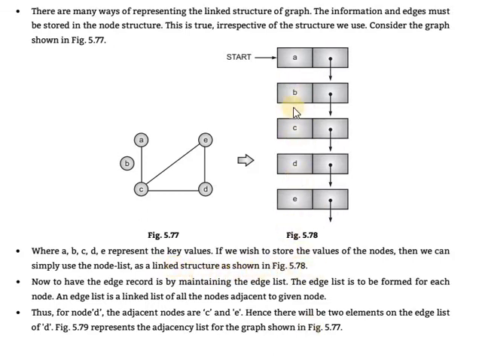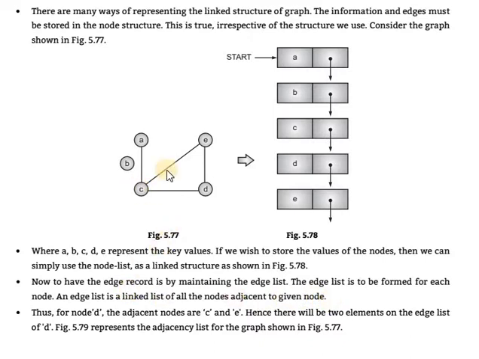These are only the linked structure. Now we have to record the edges. This is only to display the linked structure. Now you have to store the edges record. These edges will be created on those nodes. We record the edges by maintaining an edge list. The edge list is formed for each node, and an edge list is a linked list of all the nodes adjacent to a given node.